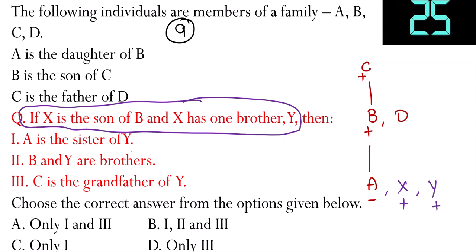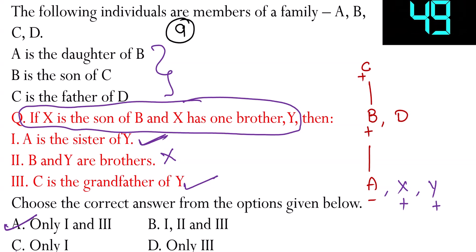Among these, A is sister of Y. First one correct. B and Y are brothers? No, B is father of Y. C is grandfather of Y, correct. So 1 and 3 are correct. So the first thing is this is to be added for these three statements: if X is son of B and X has one brother Y, then which of the following statements are true? 1 and 3 are true. Second one, B and Y are not brothers. B is father of Y. Y is son of B.